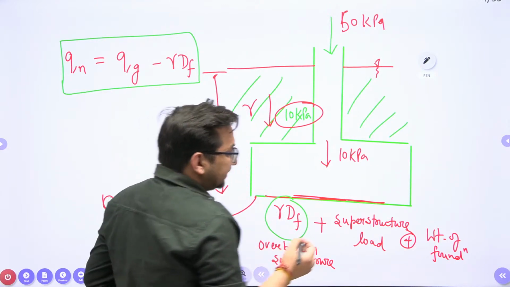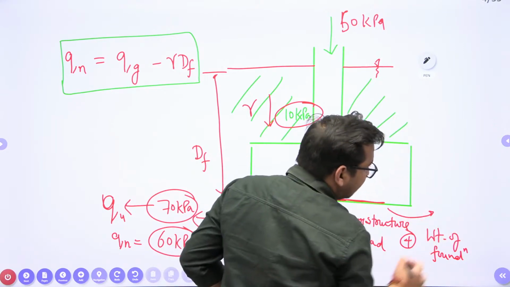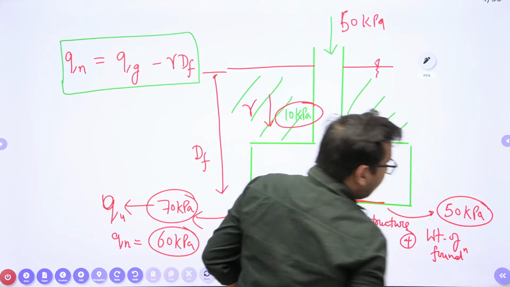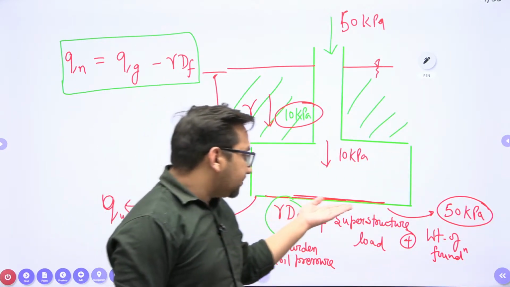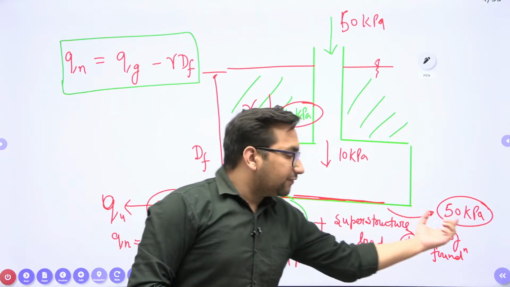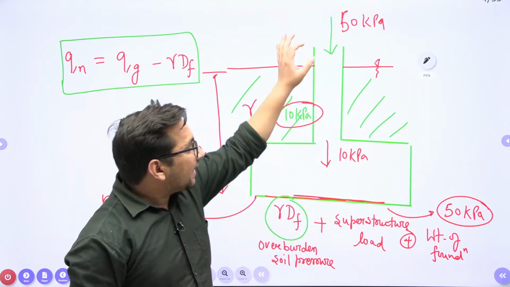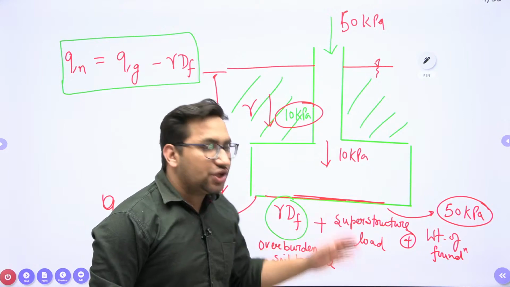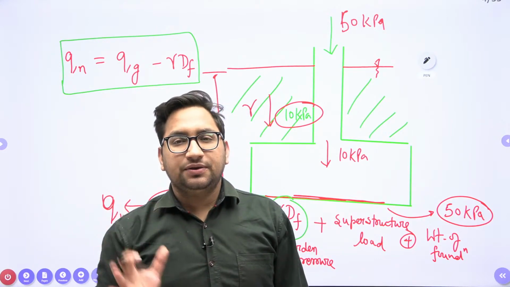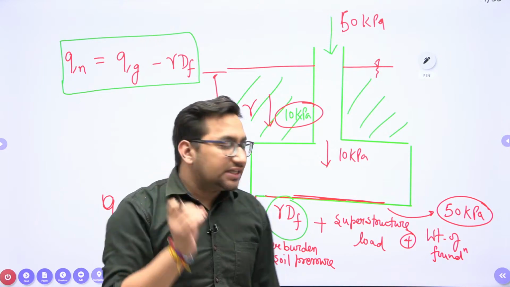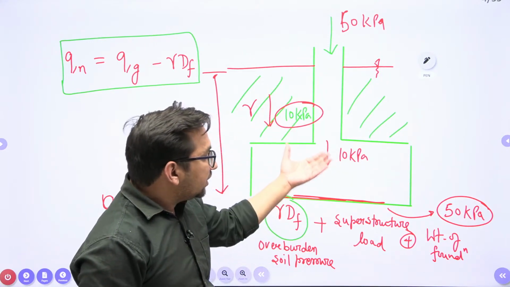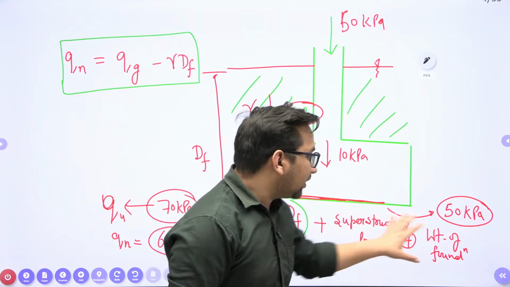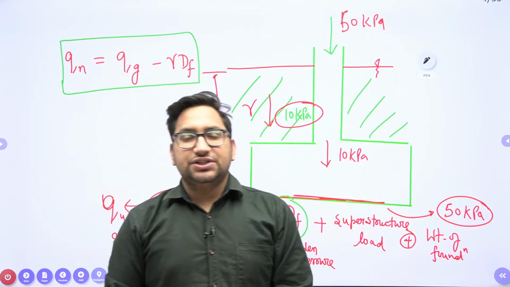So suppose the strength of this particular soil below this foundation is 50 kilopascal. Can you tell me what is the maximum pressure value which can be applied on this foundation so that my soil below the foundation will be safe? Just tell me what will be the intensity of your pressure value such that my soil below the foundation will remain the same, if the strength of soil is 50 kilopascal.